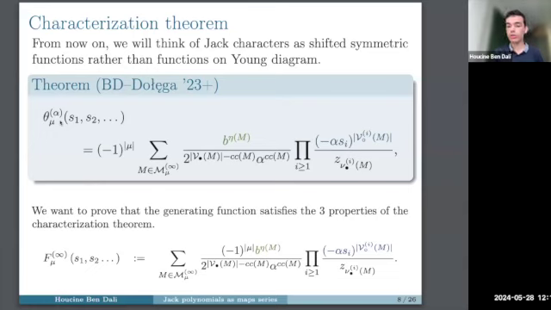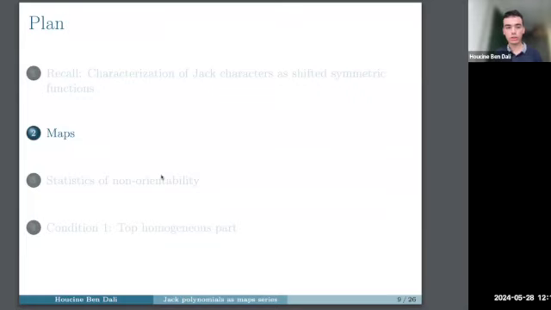And the advantage of this characterization theorem is that now we do not really need to know what a Jack polynomial is. So all the properties of Jack polynomials are somehow encoded in this characterization theorem. So I will start a new section and give some definitions about maps.